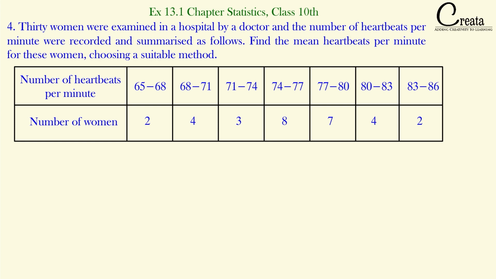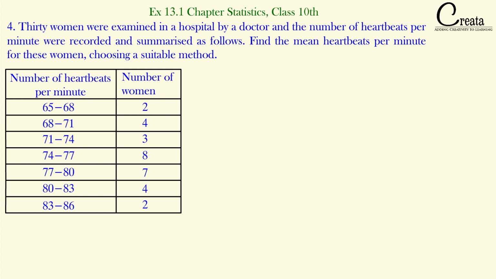Let's convert the rows into columns. Here we have to find the mean of the heartbeat per minute for these women. The number of women is given. It means the frequency is given. Frequency, it is Fi, how many times our observation is repeating. So frequency Fi is given in this question.